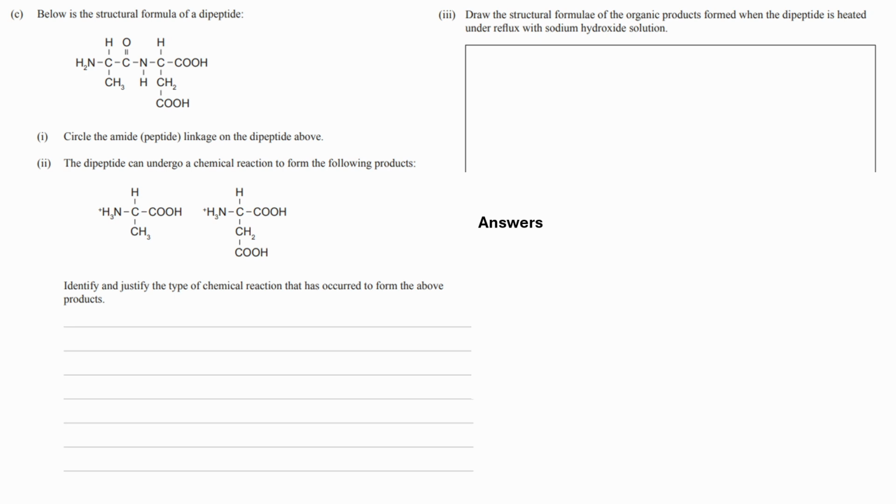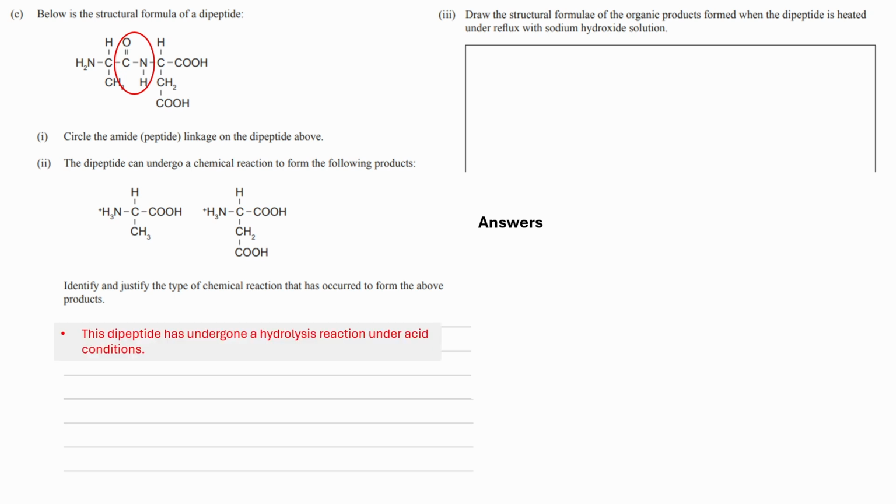Okay, so part C of question 1. Below is the structural formula of a dipeptide. So here it is. A dipeptide, remember, is 2 amino acids that have been joined together by an amide bond. Now, here is the amide bond here. A peptide bond is just another name for an amide bond. So we've got this carbon double bond O joined to a nitrogen, that's then joined to the other part of the molecule. So the first thing they wanted us to do here is circle the amide linkage in the dipeptide above. So I've done that.